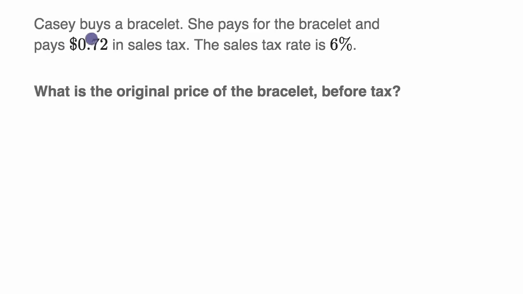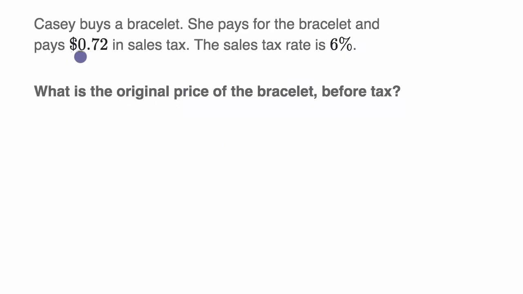We're told that Casey buys a bracelet. She pays for the bracelet and pays 72 cents in sales tax. The sales tax rate is 6%. What is the original price of the bracelet before tax? So pause this video and see if you can figure this out.